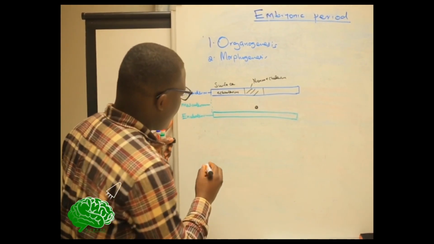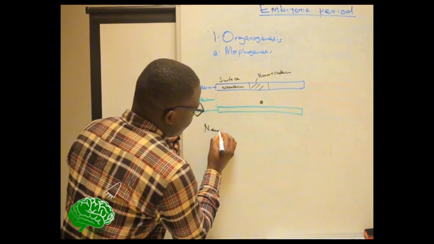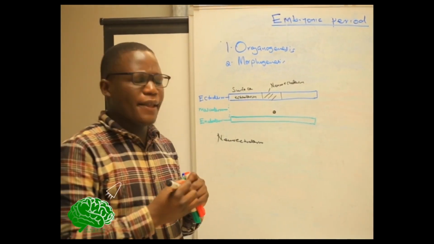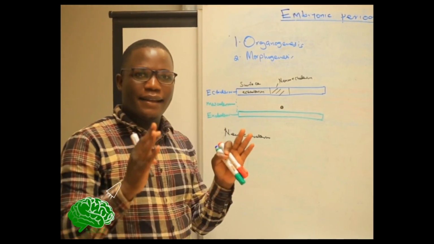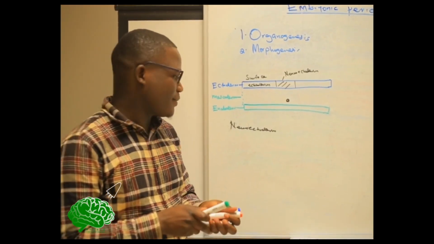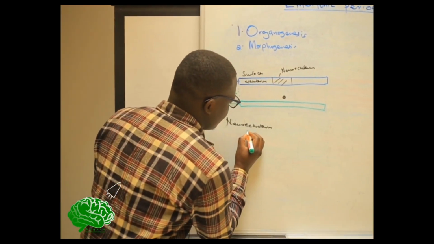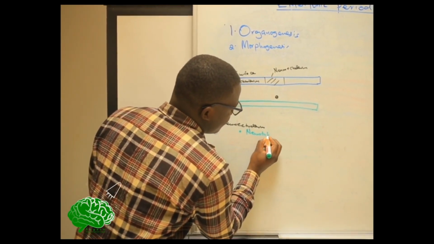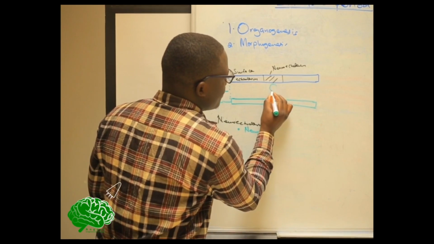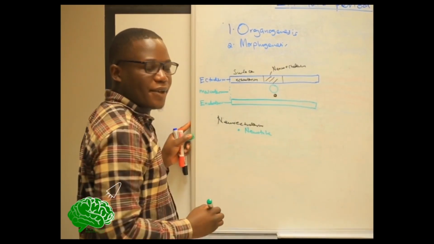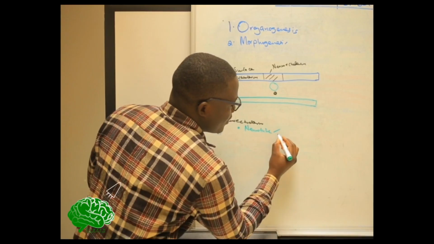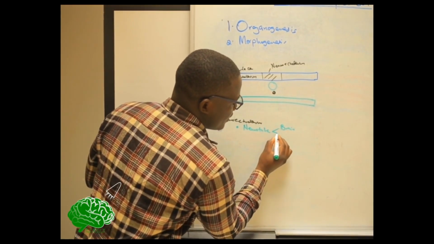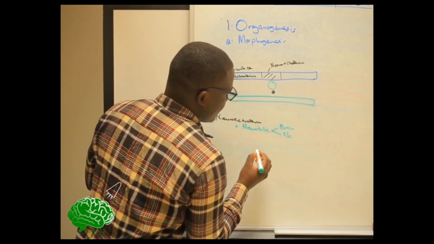So what does the neuroectoderm give rise to? The neuroectoderm normally gives rise to three basic structures or derivatives. Number one is the neural tube. So we shall have the neural tube formed by the neuroectoderm, and then this neural tube will eventually give rise to the central nervous system, which includes the brain and the spinal cord.